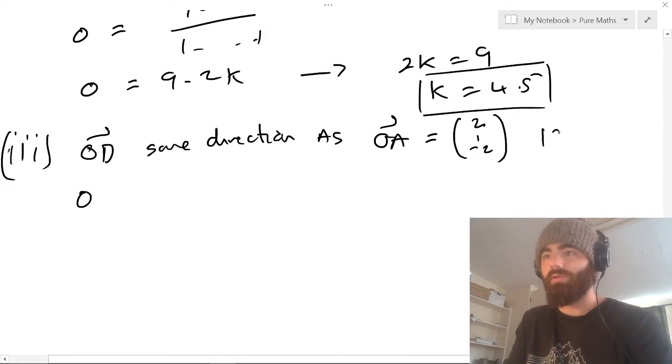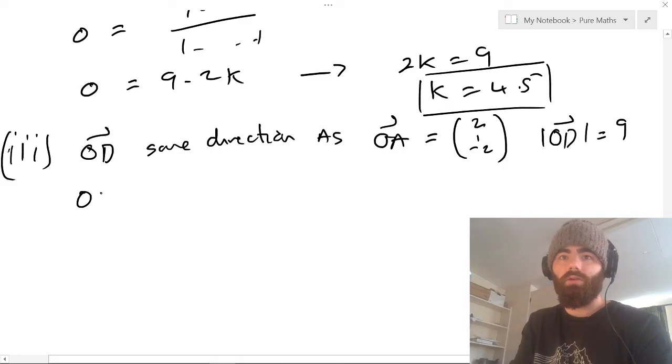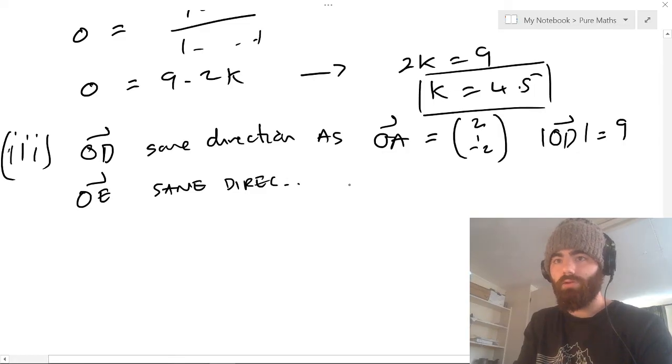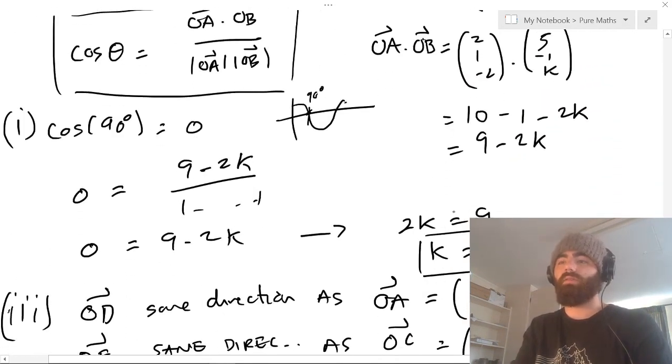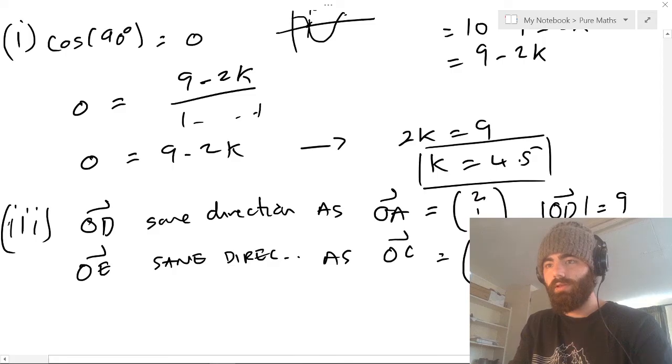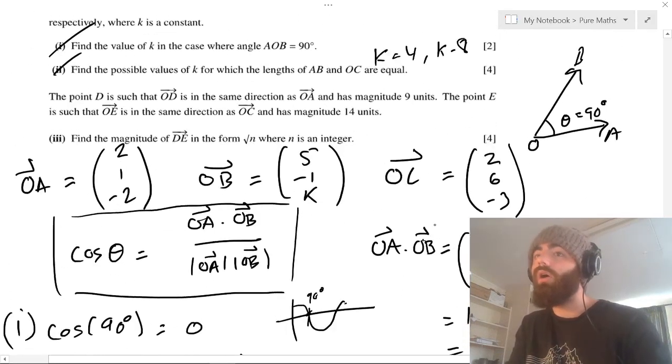Okay, and we also know that the magnitude of OD equals 9, and OE is in the same direction as OC, and OC is (2, 6, -3), and this has a magnitude of 14.